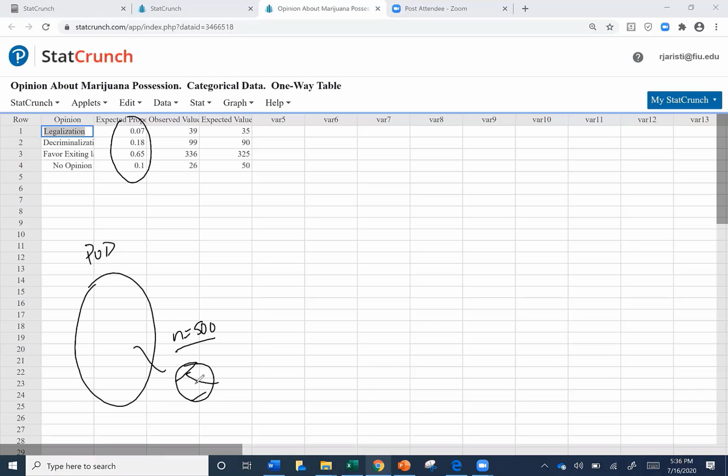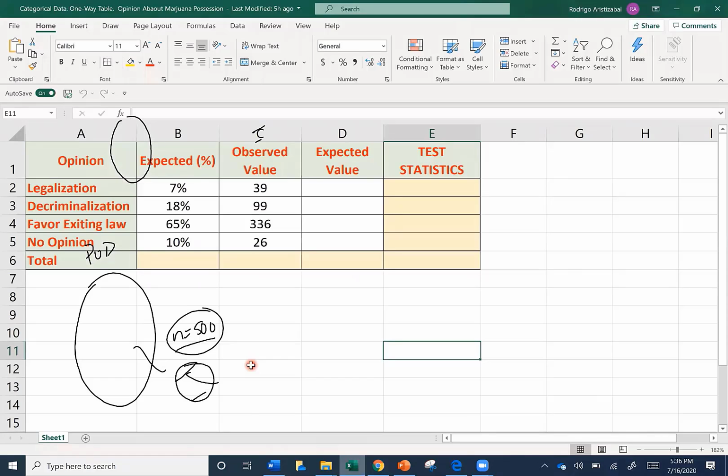That is my expectation. How can we compute this expectation? We need to obtain 7% of 500, 35; 18% of 500, 90; 65% of 500, 325; and 10% of 500, 50. It's a good idea to do all of these operations in Excel. You can send this data automatically either to StatCrunch or to Excel. When you send this information to Excel, it appears in this way.